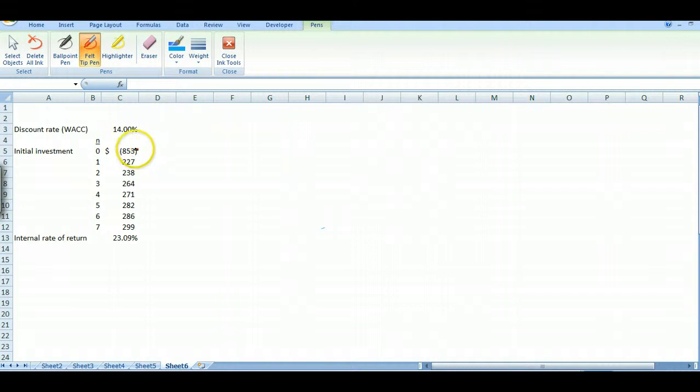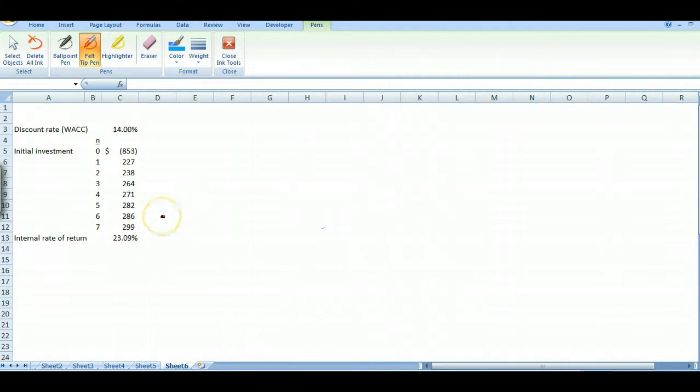And then you can see if we come down here, we have an initial investment, and you can see it's negative. That means it's going out. It's $853, and that's in time period 0, which means that's today. So in other words, we have to invest this 853 today to get these positive cash flows coming in during the next 7 years. And then we have our internal rate of return.